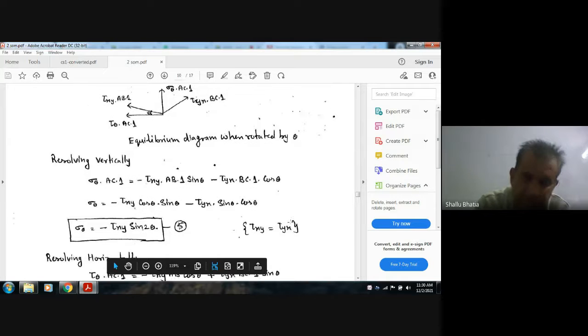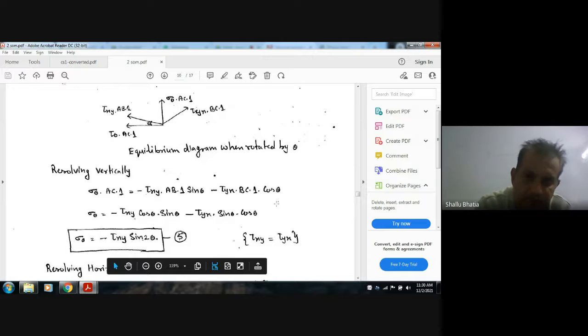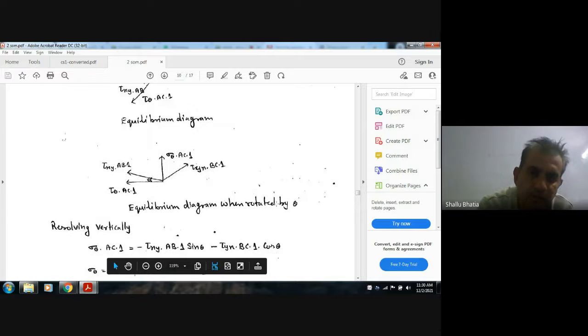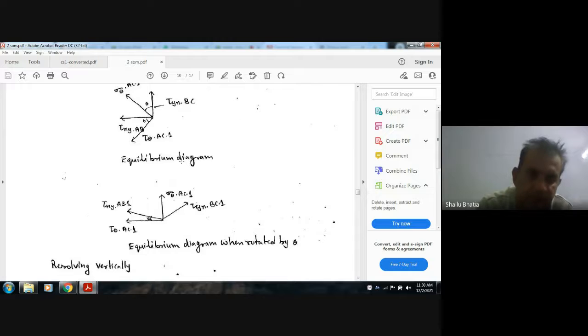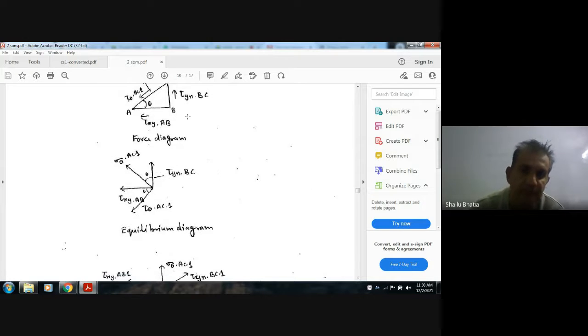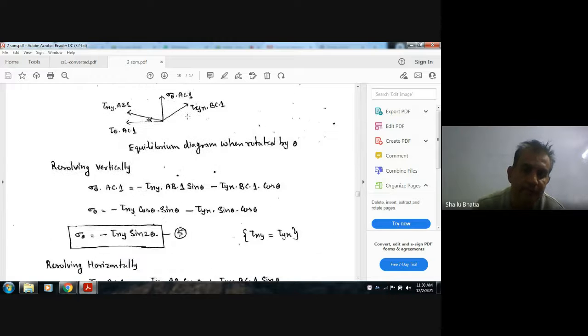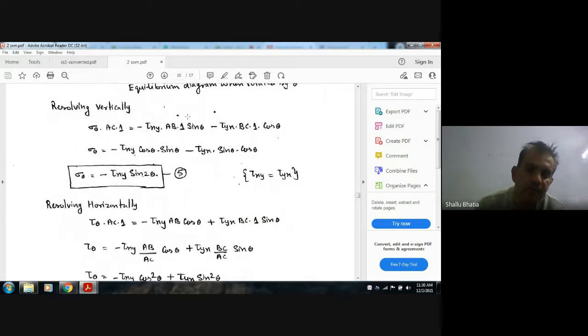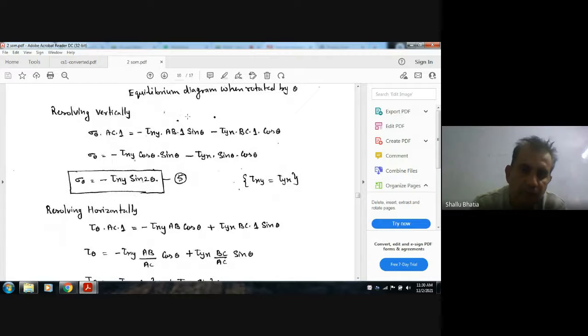So we have taken the direction. Tau yx is in upward direction, and tau xy is in negative x direction. So we have taken the direction, now we will only take the magnitude. So we can write tau xy and tau yx are equal. Now resolving horizontally.